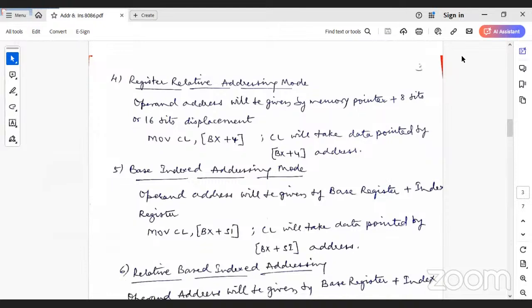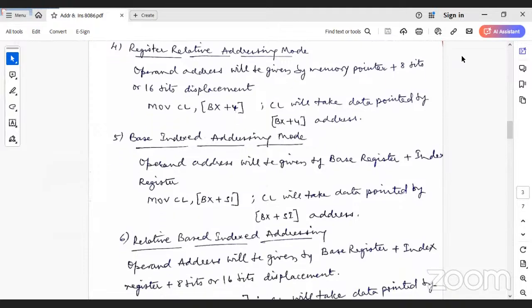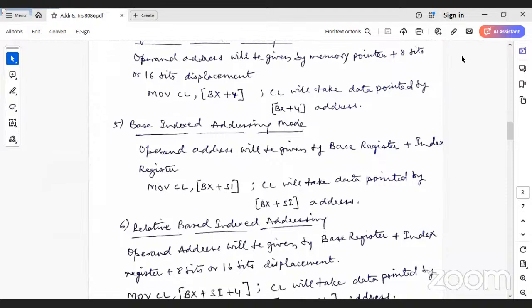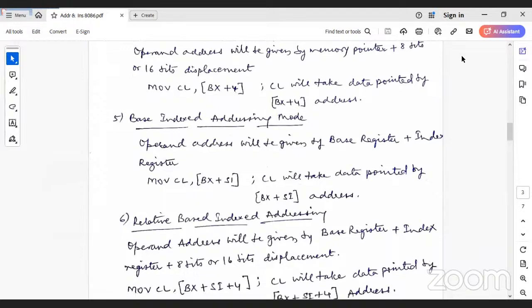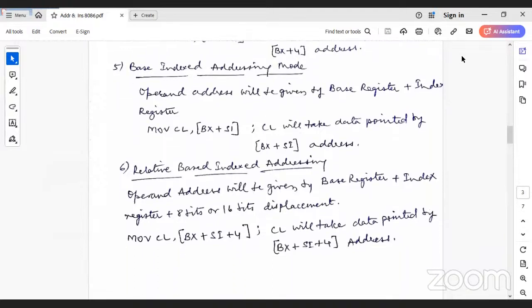Now, next one is your base index. The operand address will be given by base register plus index register. In this also, your base register is your general purpose register BX, and index register can be either SI or DI. Whatever content is there in the base register and the index register, those two will be added, and from that resultant address the data will be copied into CL. So base index is like this.